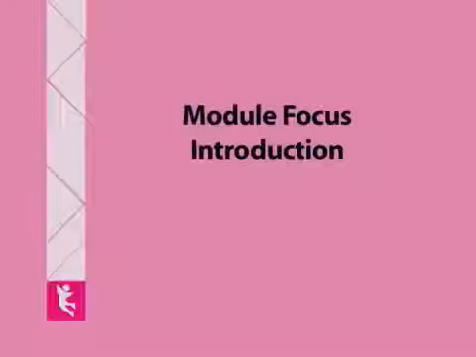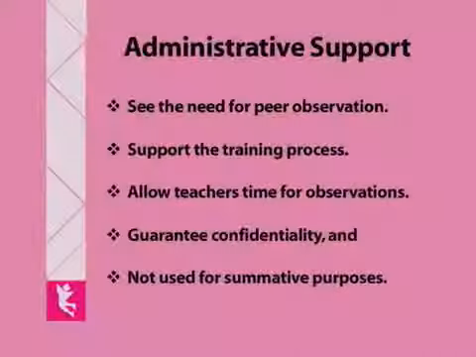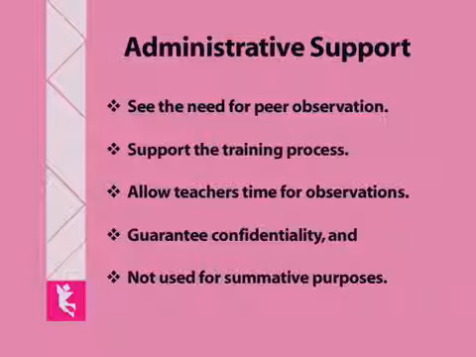Module Focus, Introduction. For peer observation to work well, teachers must be trained in the observation procedure and in how to give productive, useful feedback to each other. In order to be successful, peer observation also requires that administrators see the need for peer observation, support training for the process, and create a system that allows teachers time for observing each other. In addition, administrators should guarantee that information will remain confidential and will not be used for summative purposes.